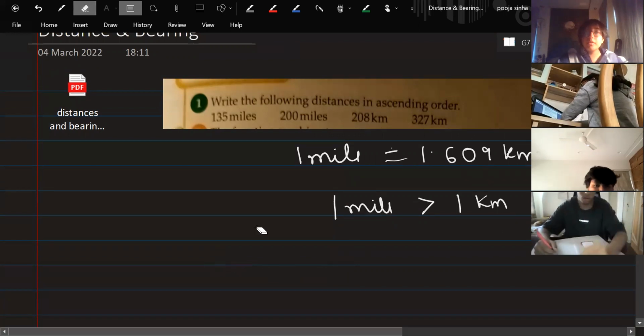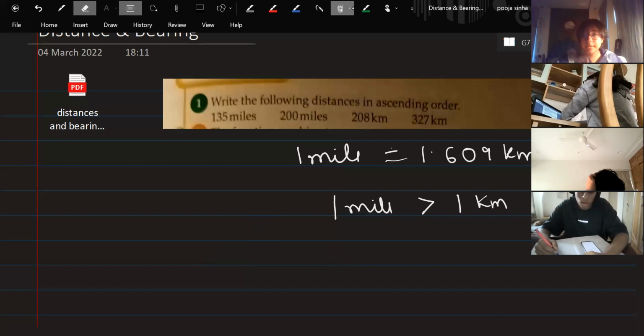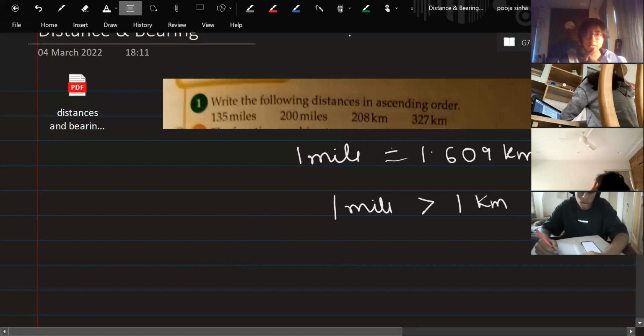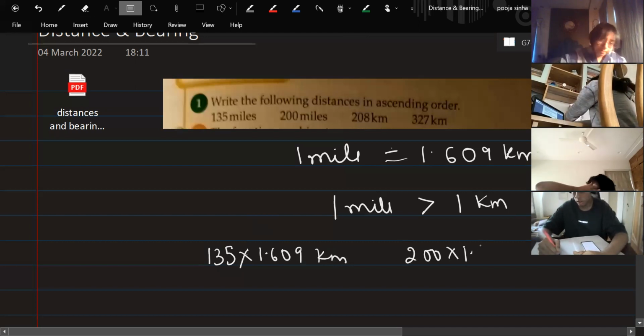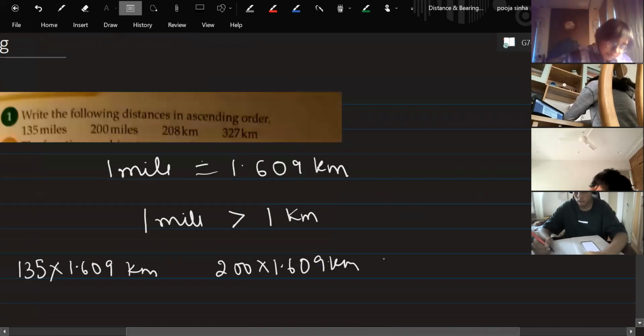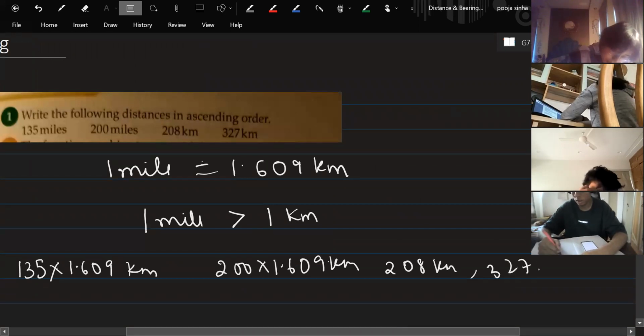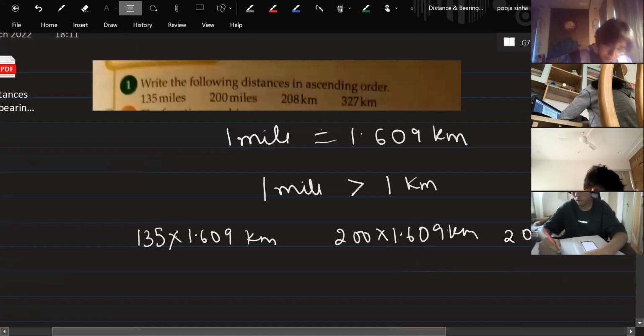So then we'll be multiplying miles into 1.609, right? I'll write 135 into 1.609. Then it is in kilometers. 200 into 1.609. That is also kilometers. And the rest of the two are fine: 208 kilometers, and the other one is 327 kilometers. Can we convert them first quickly? Do it. Tell me the answer.